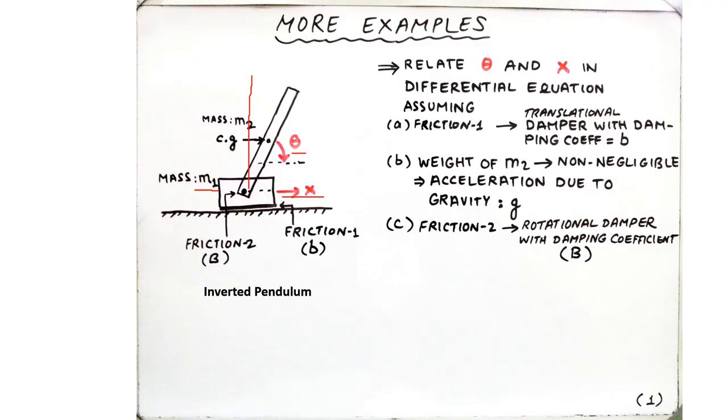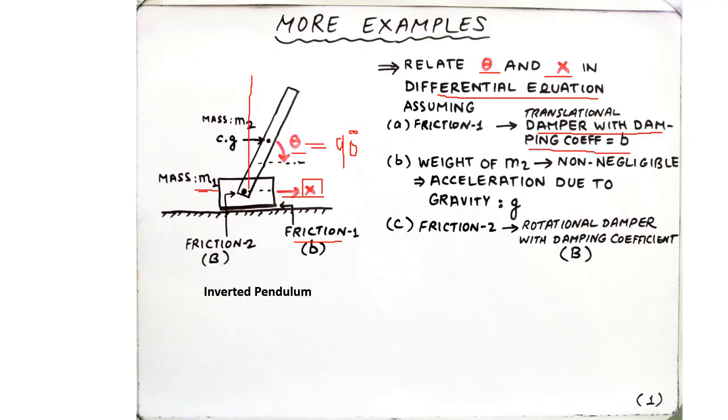Ideally, we would like to adjust x in order to get theta that is as close to 90 degrees as possible. But for that, we need to find out the relationship between theta and x using a differential equation. In the model of this system, we shall assume that there is some friction being experienced by mass m1. This friction is modeled by the translational damper whose damping coefficient is small b.